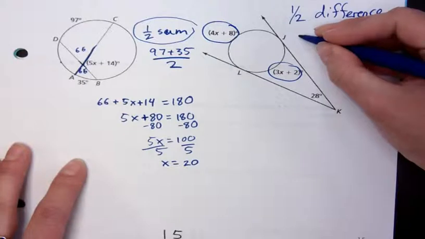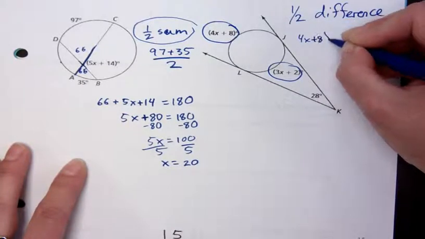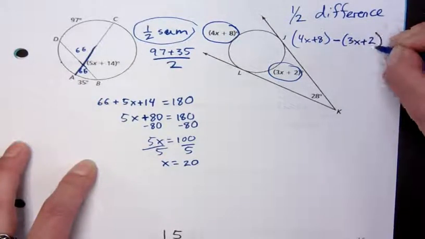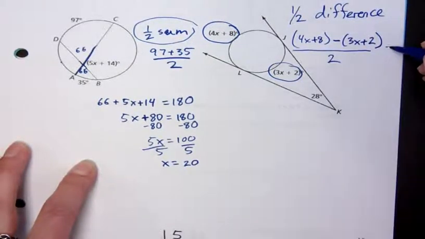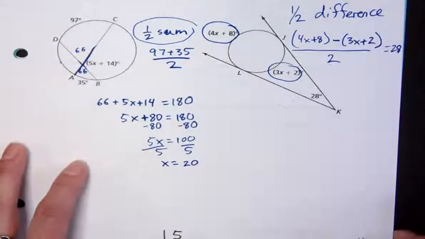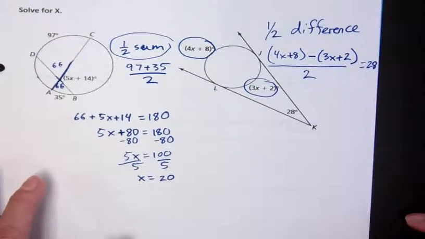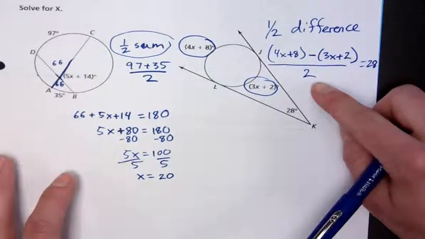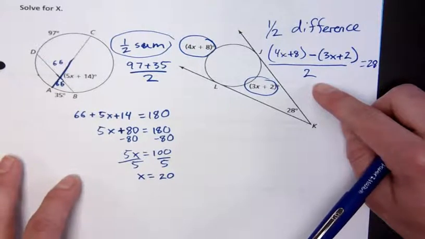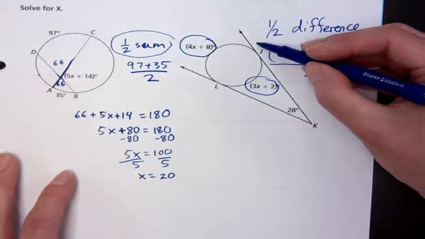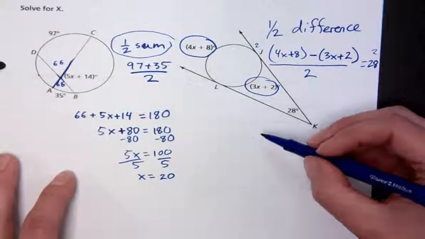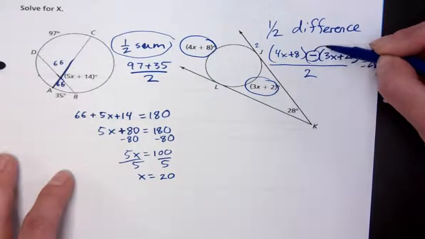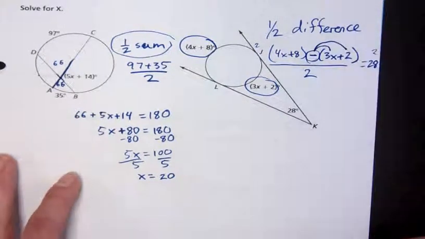So I have 4x plus 8 minus 3x plus 2 divided by 2 equals 28. Okay, so I'm just plugging it in. And I have an equation to solve. So what's usually the first thing we do in an equation when I have divided by 2? Usually we want to get rid of the 2, so we multiply both sides by 2. And then I'm going to, in the same step, distribute this negative. If I have a negative before parentheses, that means both numbers become negative.